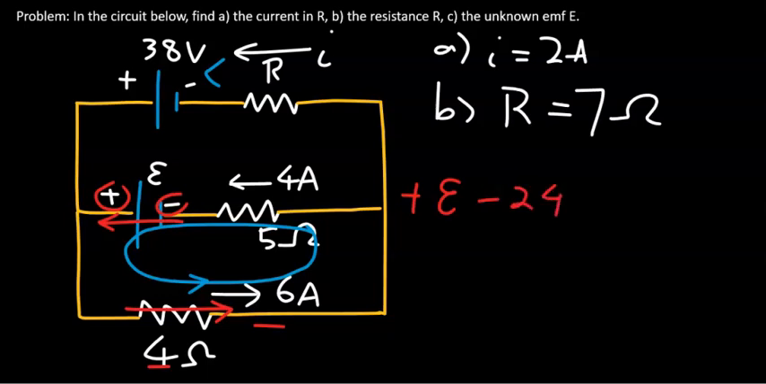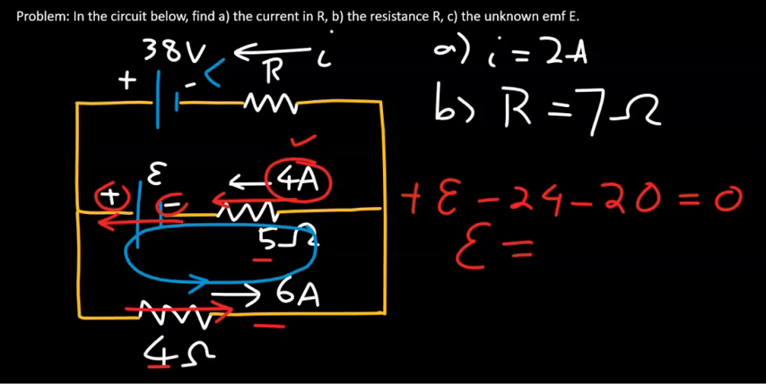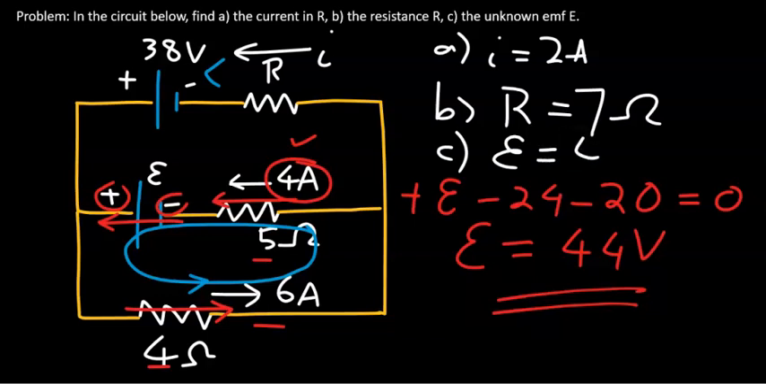And as we complete the loop, we will go through the 5 ohm resistor in the same direction as the direction of that current, and that will pick up another minus term in the potential difference, which is 5 times 4, so minus 20, equals 0. And immediately you can solve for the value of the unknown EMF, and that's going to be 44 volts. So the answer for part C, EMF, is 44 volts, and that solves the problem.